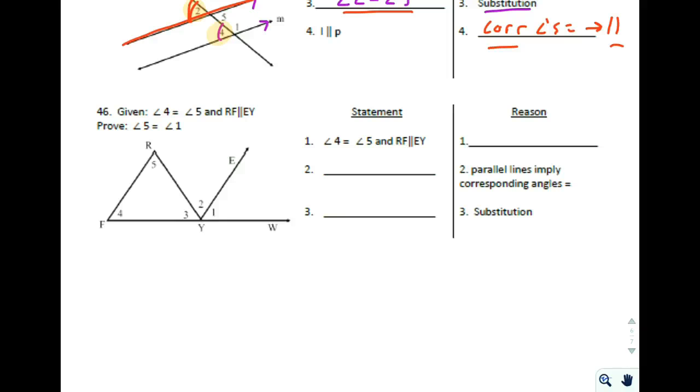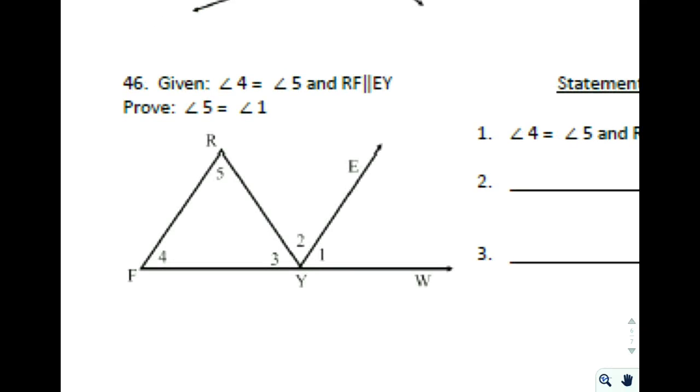We are given that angle 4 and angle 5 are the same. We are given some parallel lines, and we need to prove that two angles are equal. Now the first one, again like above, is always going to be the given. So they give us what the given is. We just write the word given as our reason. Second step, we always want to mark up our picture right away. So we're given that 4 and 5 are equal.